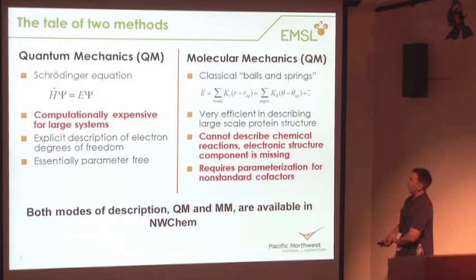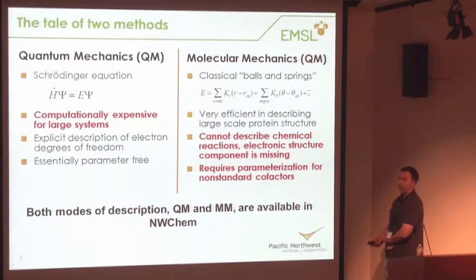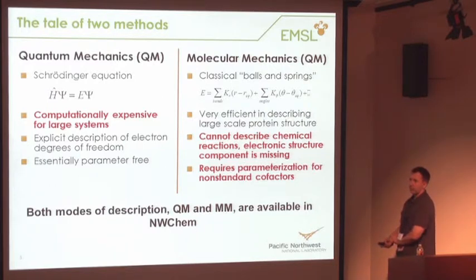Molecular mechanics, on the other hand, is very efficient for protein simulations and really the method of choice there, but it cannot describe chemical reactions. This information is simply not there. And also, every time you encounter non-standard cofactors or different amino acid residues, you have to parameterize the force field.